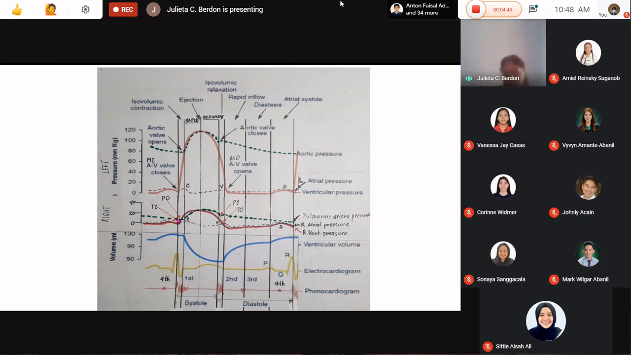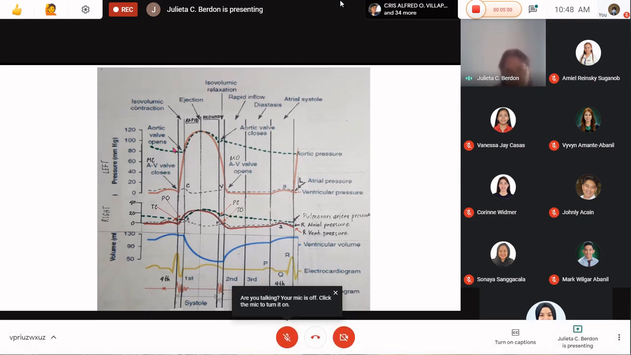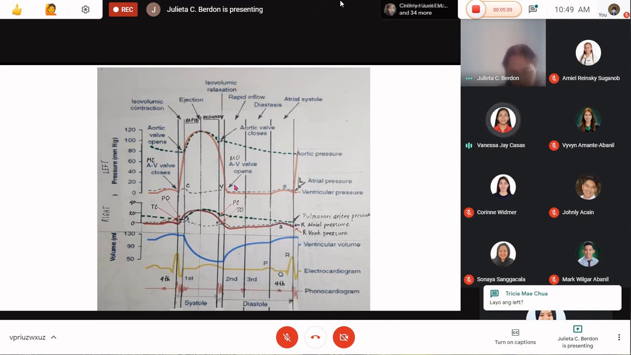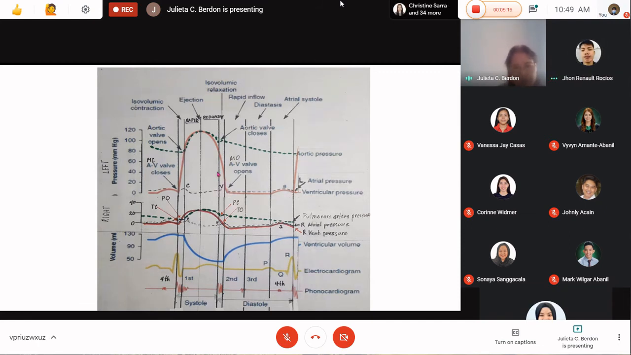Why? Nauna mag-contract ang right atrium kaysa left. Why? Nag-review ko sa depolarization ganiha. Unsa may una ma-depolarize? Ang right or ang left? Right. Why man unang ma-depolarize ang right? Ang SA node, Doc. Okay, very good. Because the SA node is there. So, dili na ito ma-feel. Asynchrony is negligible. It becomes significant only when there is disease.